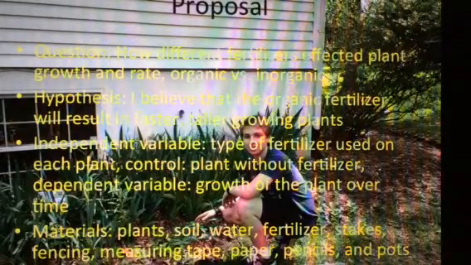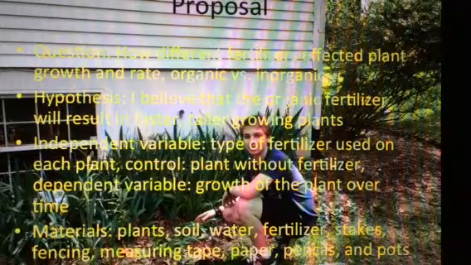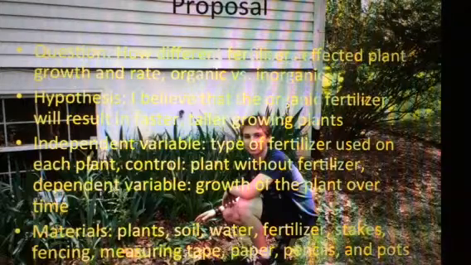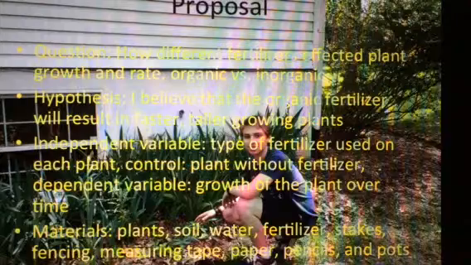The question I wanted to answer in this experiment was how different fertilizers affected plant growth and rate, specifically with organic versus inorganic fertilizers. My hypothesis was that I believed that the organic fertilizers would result in a faster, taller growing plant. The independent variable for this project was the type of fertilizer used on each plant. The control was the plant without the fertilizer, and the dependent variable was the growth of the plant over time.